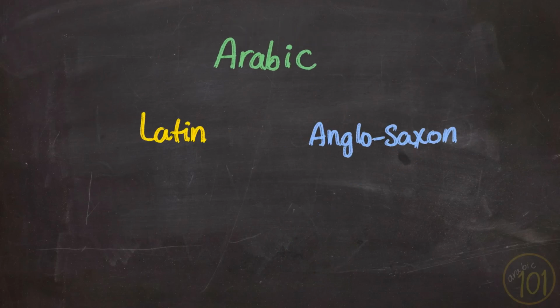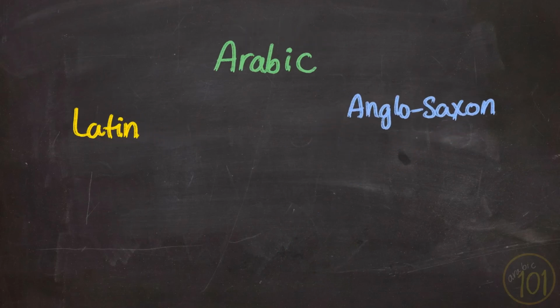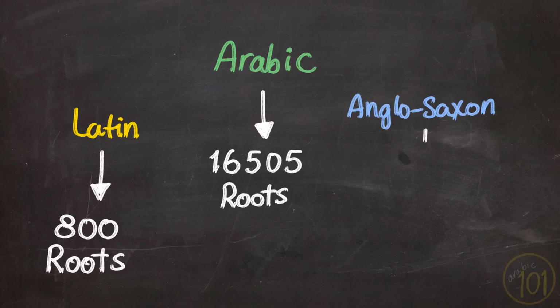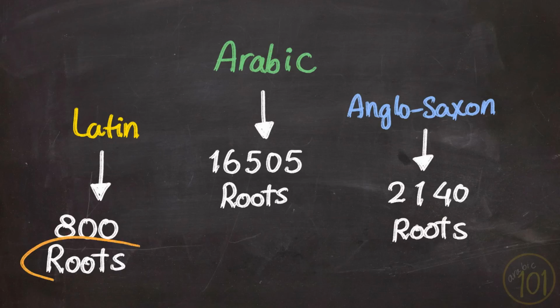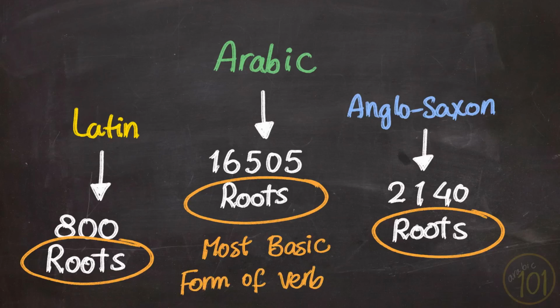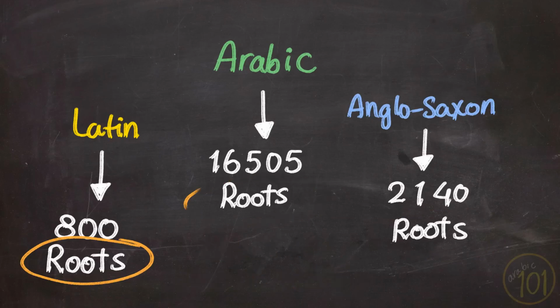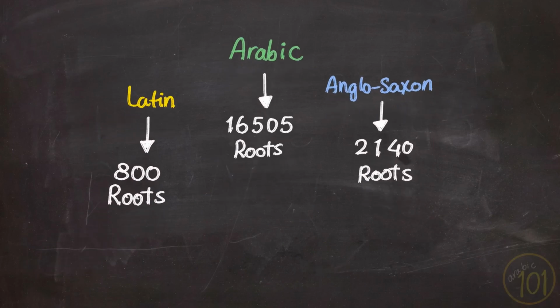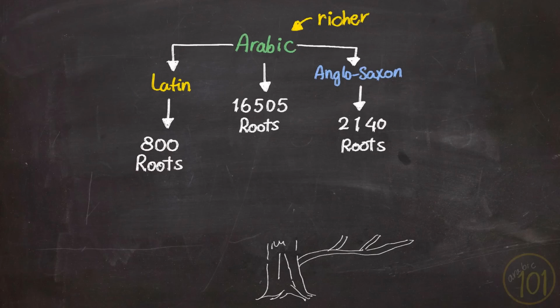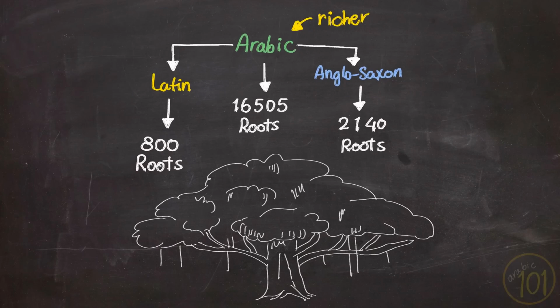Well, let us consider these numbers which put things into perspective. Arabic has 16,505 roots. Latin has 800 roots. Anglo-Saxon has 2,140 roots. And in case you didn't know what a root is, it is the simplest form of a verb from which other words can be derived. And so, the straightforward answer would then be that the richer language would then be the origin, the donor, while the poorer language would be the branch. That's why the branch of a tree can never be thicker than the trunk itself.